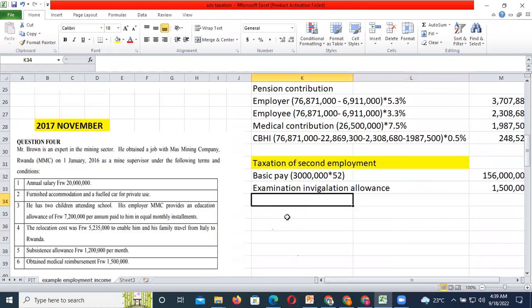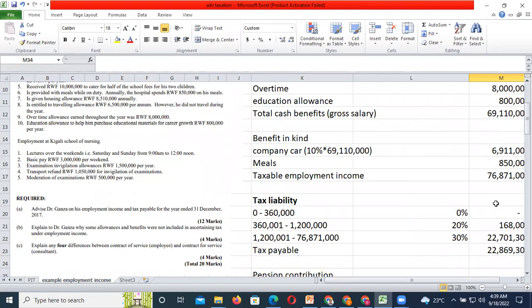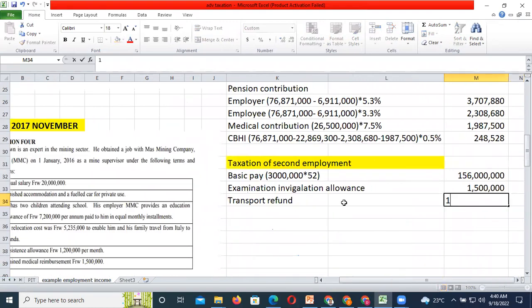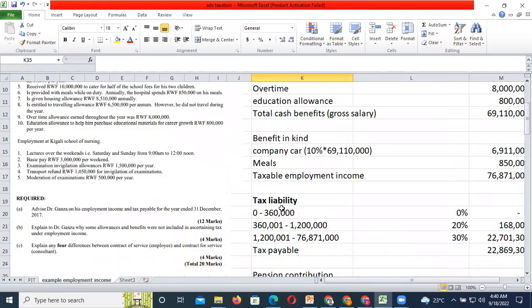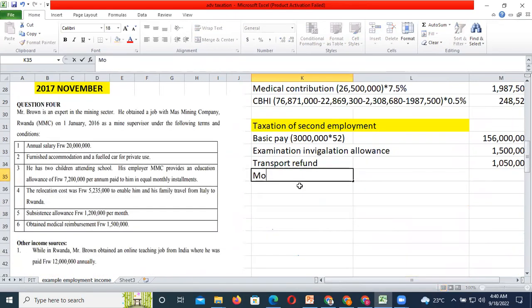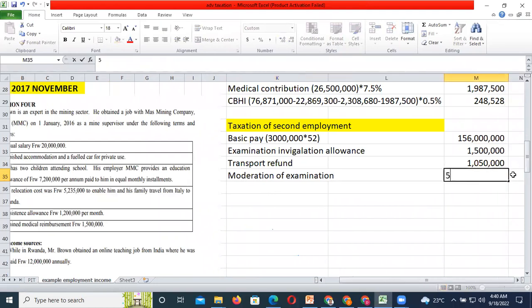But transport refund, that is 1050, and the last one is a cash benefit he is getting. He comes to invigilate the exam, and then is given an allowance for moderation of examination. That is 500.